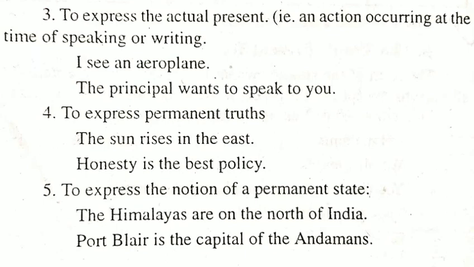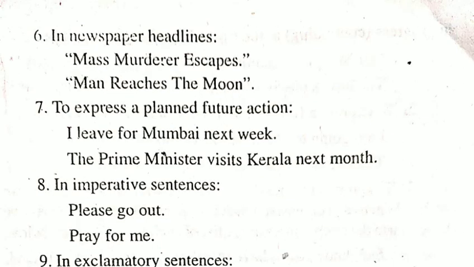Then the fifth use is to express the notion of a permanent state. The Himalayas are on the north of India. Port Blair is the capital of the Andamans. In these sentences, is and are are used as auxiliaries. So these are expressed in simple present tense. Is, are as the present auxiliaries, you have to remember. When it is used without having a V1 ing, that tense will be simple present tense.